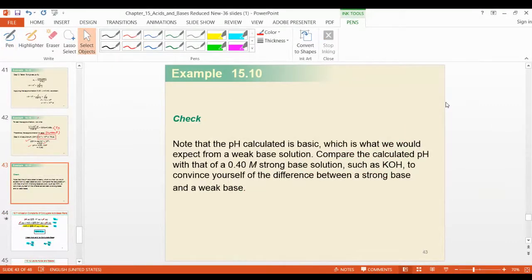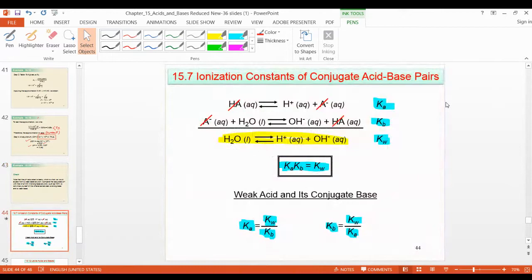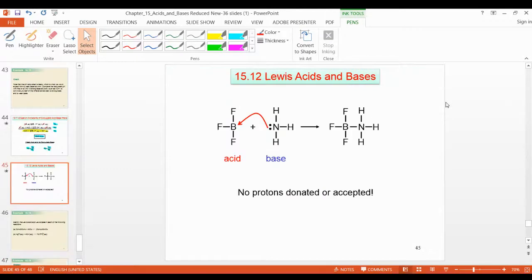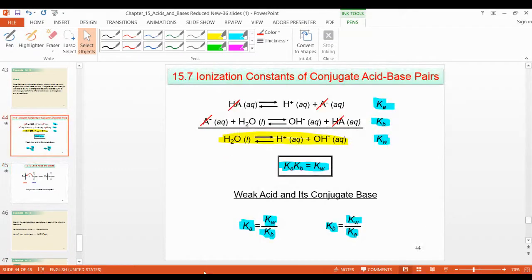All right, now there is no need for this. Second, this I already explained to you, 15.7. And now 15.9 is also there; 15.8 is not there. And 15.9, molecular structure of acid. This one should be here after this.